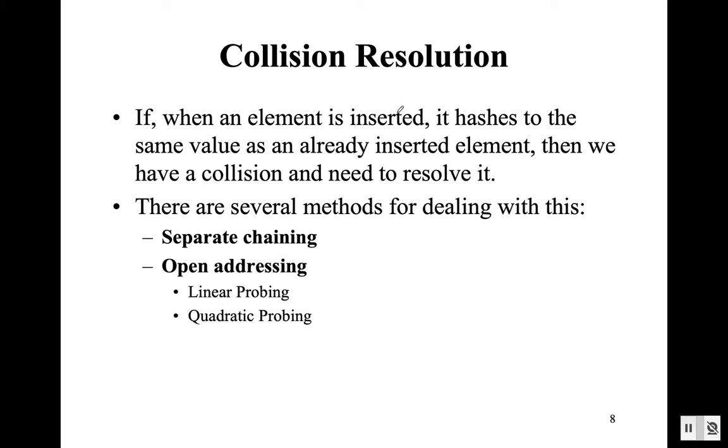All right, so in the last segment we talked about collision and what collision means. When we are inserting elements, if an element hashes to the same value as an already inserted element, then we have a collision, and in that case we have to resolve it. So there are several methods for dealing with collision. The first one is known as separate chaining, and then we are going to see what the problem of separate chaining is, and then we are going to see another technique known as open addressing.